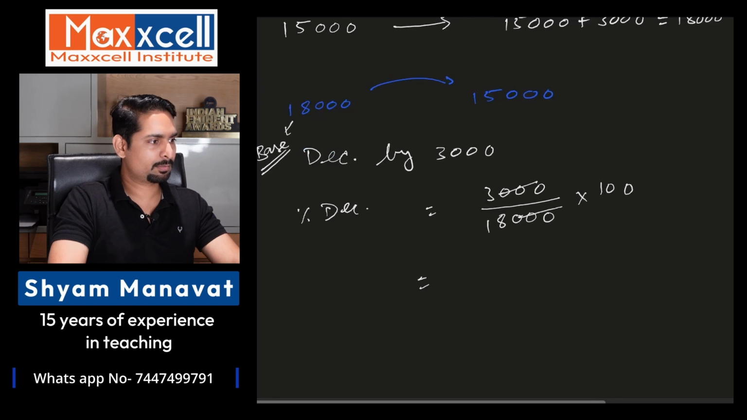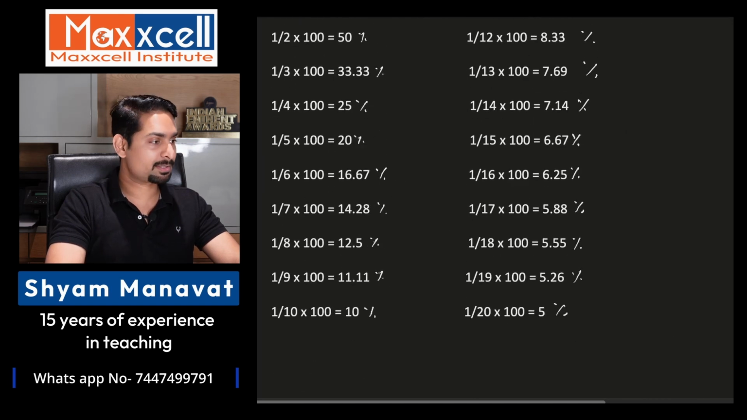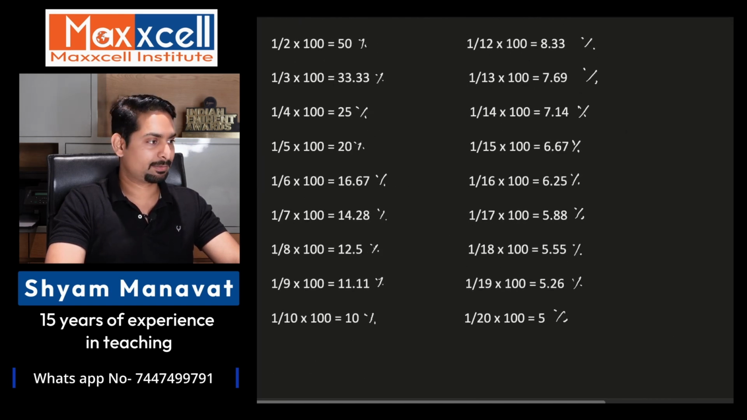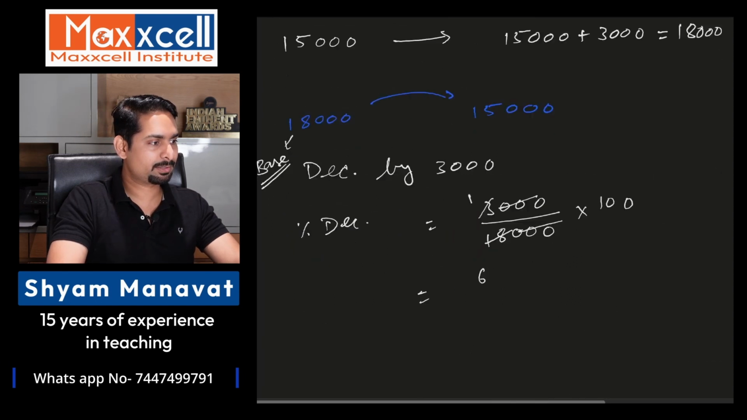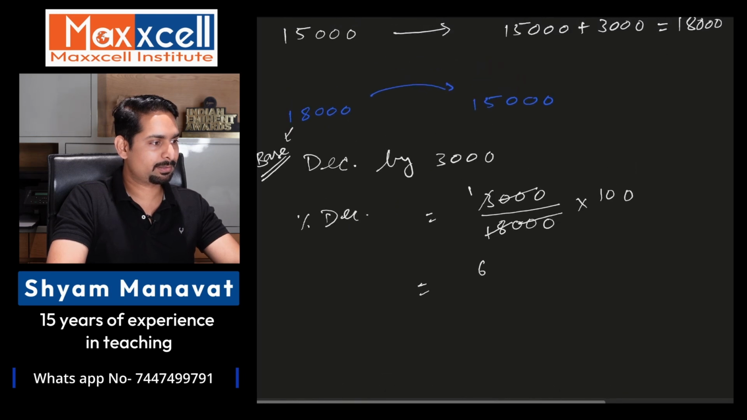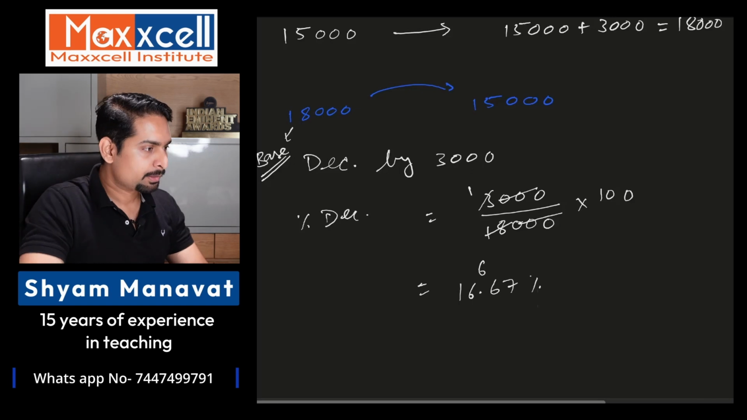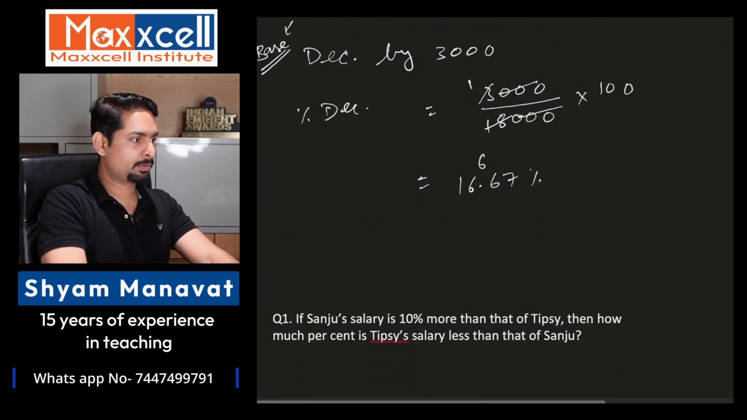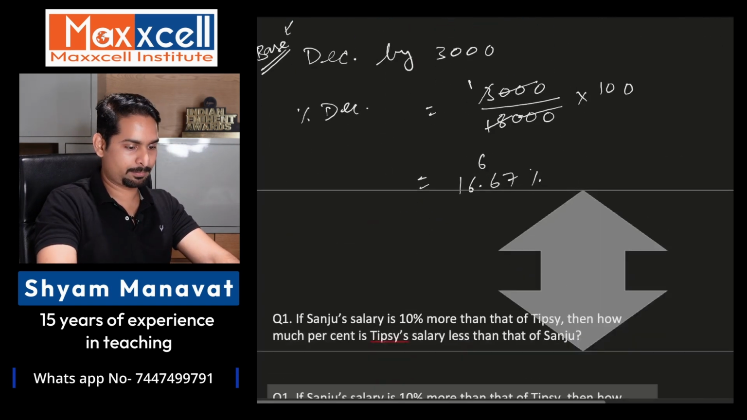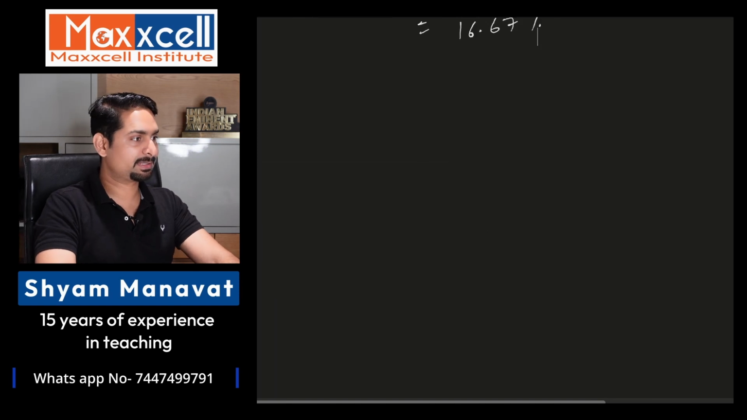This becomes what? 1 upon 6 into 100. Okay, 1 upon 6 into 100. So, what is 1 upon 6 into 100? 16.67%. Okay. So, how much is this going to get you? 16.67%. Okay. Understand this. So, you will be able to use the fraction percentage table effectively.